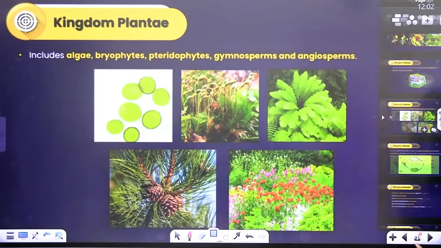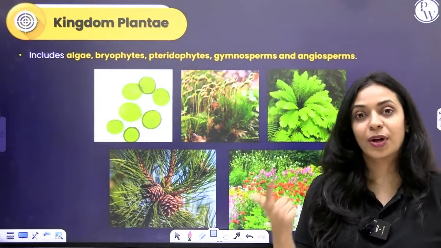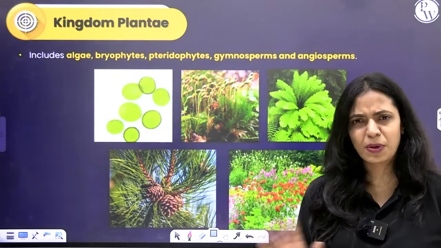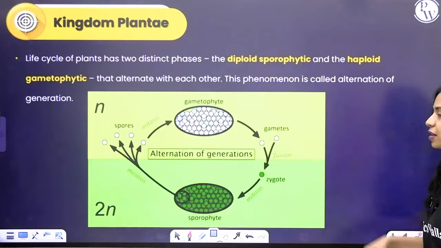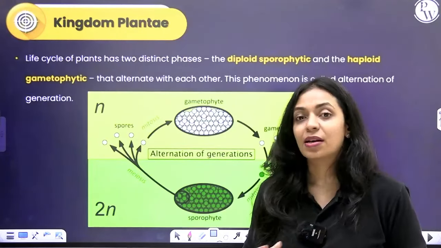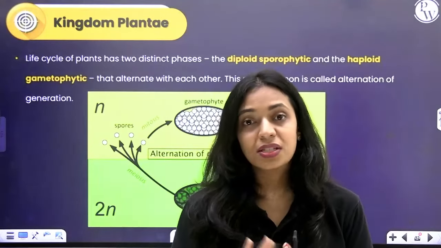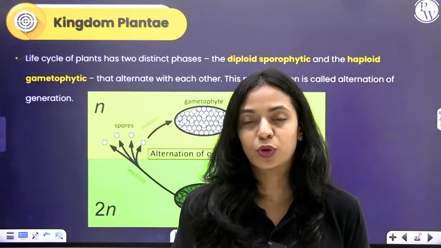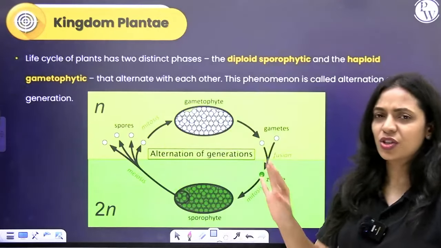Under plant kingdom, you have different groups like algae, bryophytes, pteridophytes, gymnosperms, angiosperms. More about it we learn in plant kingdom in detail. Also, one characteristic feature of plants is alternation of generation, where a haploid gametophytic phase will alternate with a diploid sporophytic phase. Again, more about that we learn in plant kingdom. So, for now, just remember this.